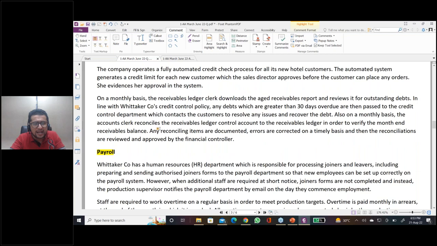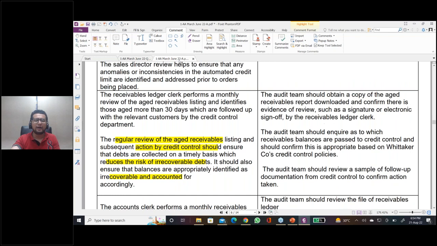Also, on a monthly basis, the accountant reconciles the receivable ledger control account to the receivable ledger in order to verify the month end receivable balance. Any reconciling items are documented, errors are corrected on a timely basis, and then the reconciliations are reviewed and approved by the financial controller. Well done.